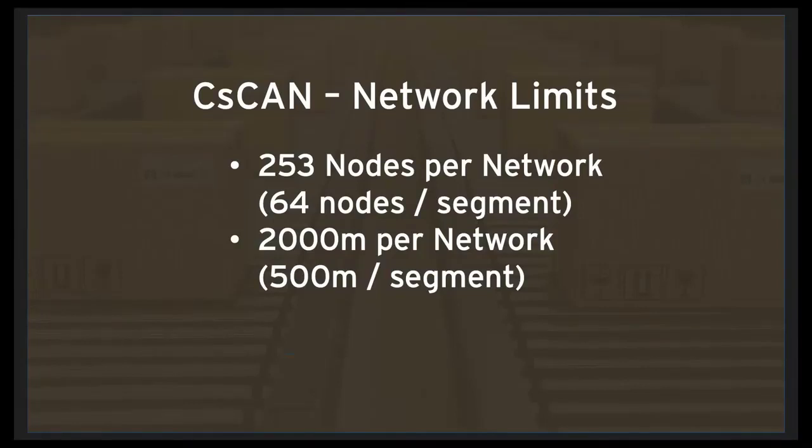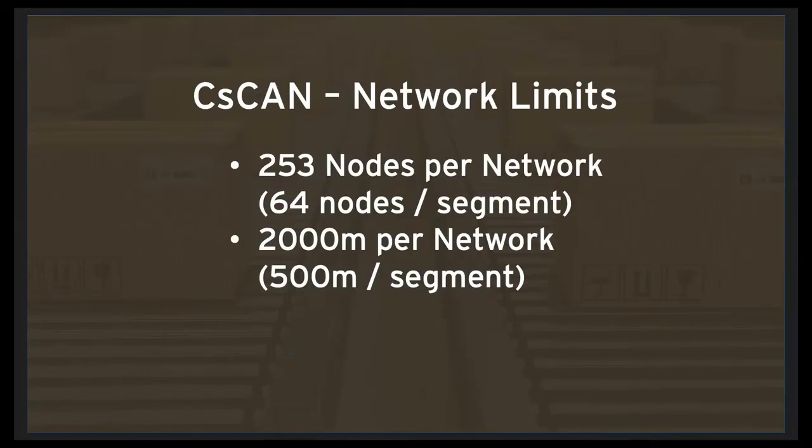So from those two factors, with CsCAN, you can have up to 253 nodes on a single network. Now, you're typically not going to have anywhere near that many. Usually it's just a few. But on that large post office project I talked about, we had several networks with well over 100 nodes per network. So it certainly has the capability of expanding up pretty well. Now, in addition to the limit of 253 nodes per network, you're limited to 64 nodes per segment. Now, what is a segment? We'll talk about that in a second.